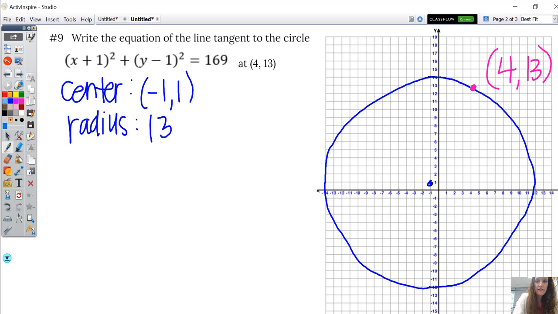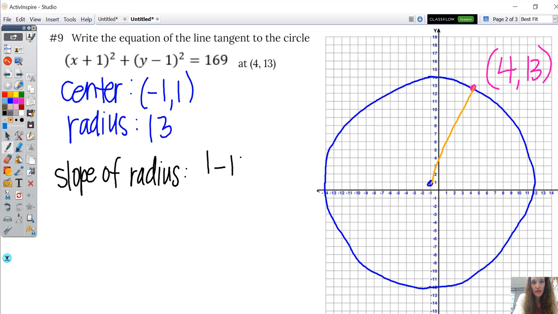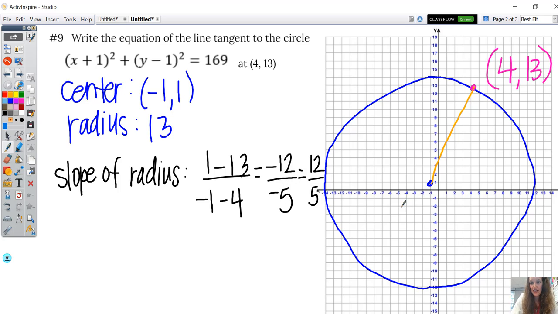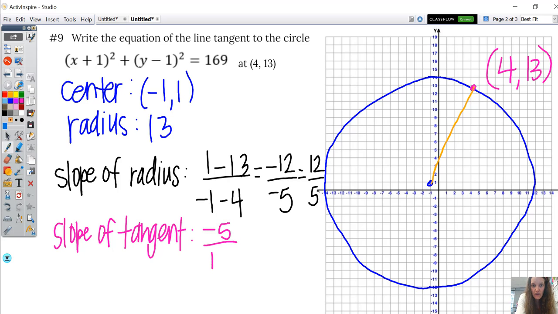So we can find the slope of our radius by doing (1 minus 13) over (-1 minus 4). So -12 over -5, which is +12 over 5, which makes sense because we're going up and to the right, so the slope should be positive. And we know the slope of our tangent line at the point of tangency is going to be the opposite reciprocal of the slope of the radius because the tangent and the radius are always perpendicular at the point of tangency. So the slope of our tangent line is going to be -5 over 12.